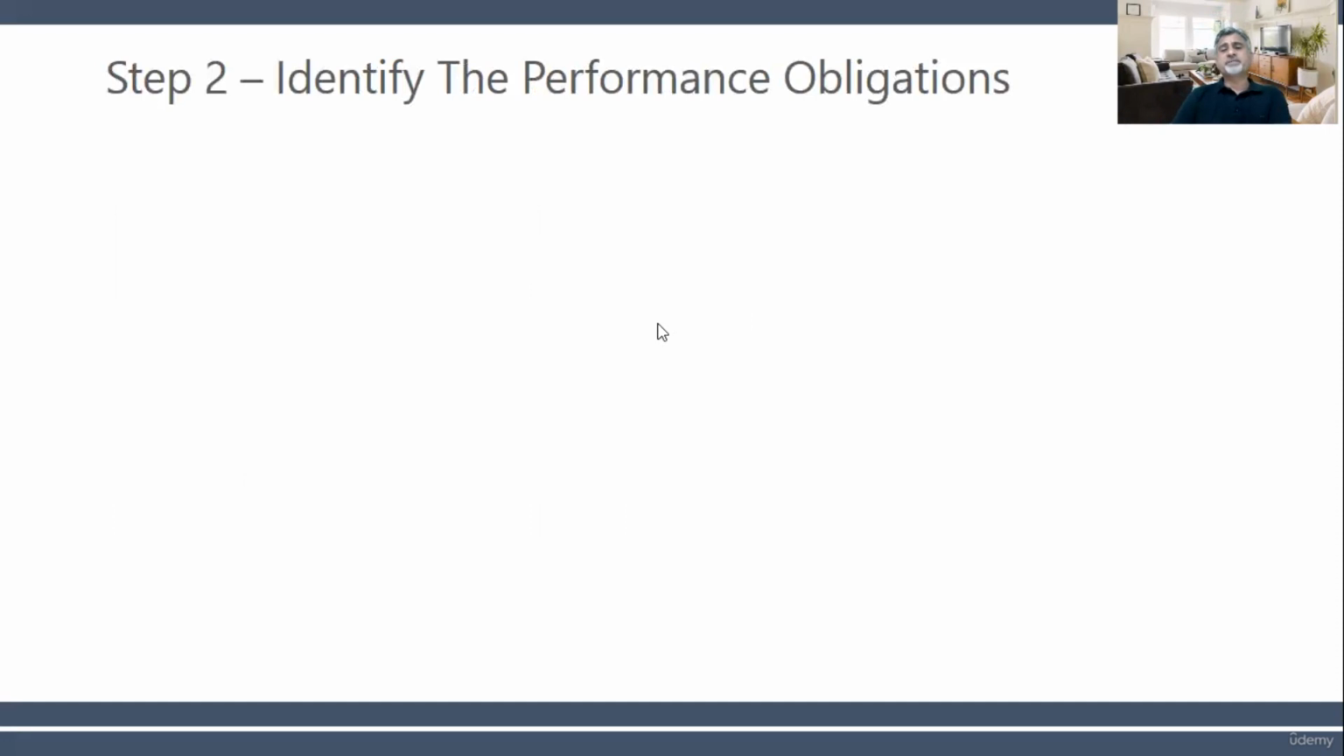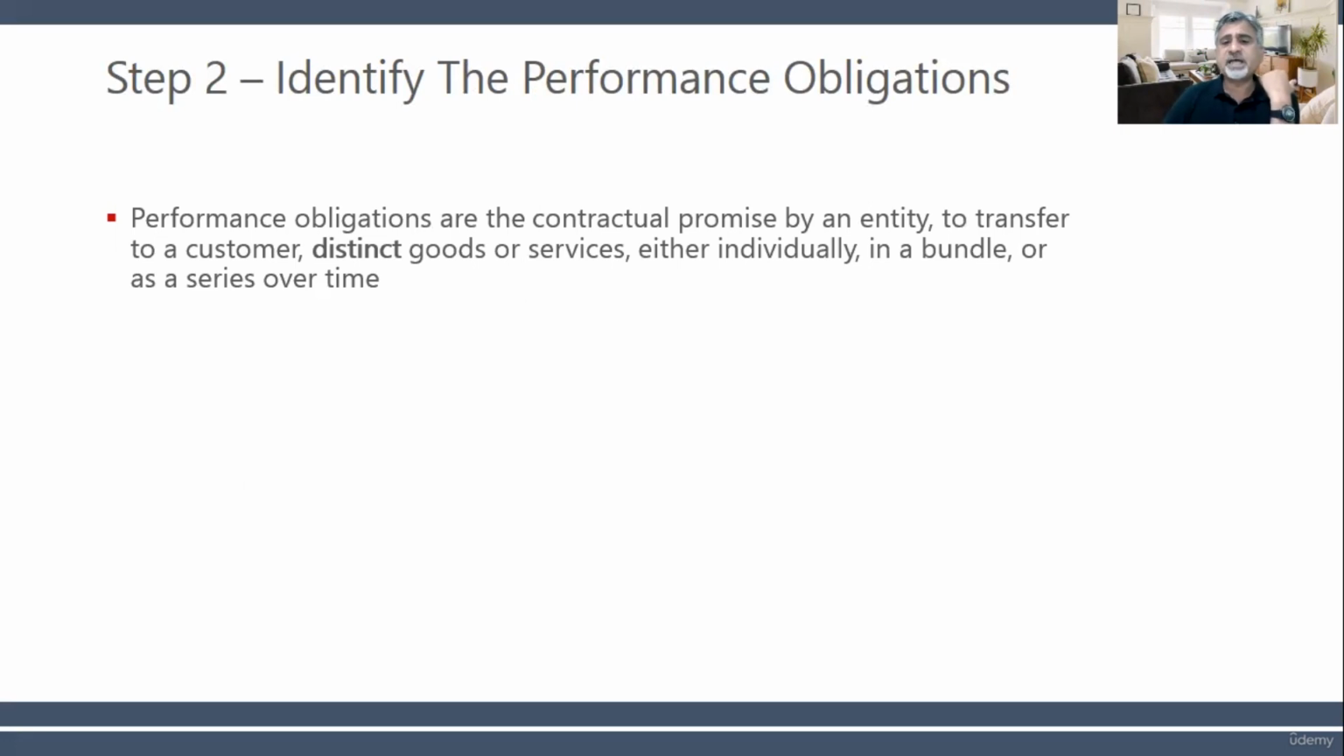Step number 2 now comes. I spoke a lot on step number 1, which was to identify the contract, because that was an important side of this. This is easy. Step 2, identify the performance obligations, which means within the bigger work, the building, how many separate performance obligations you are going to have. Performance obligations are the contractual promise by an entity to transfer to a customer a distinct good or service, either individually, in a bundle, or as a series over time.